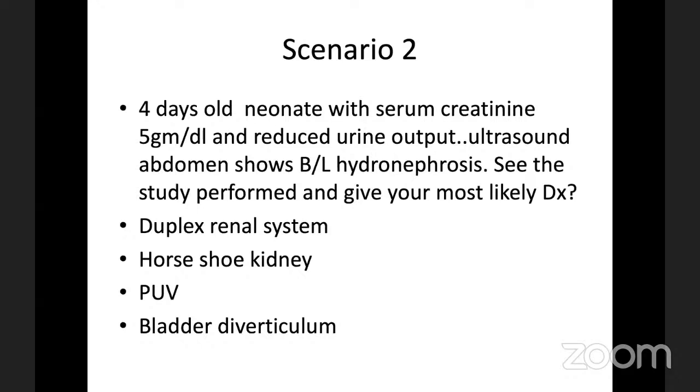See, this is a neonate. They did not tell you that it is a male or female, but neonate. Creatinine was high. Urine output was low. Definitely there was renal compromise. Ultrasound showed bilateral hydronephrosis. Now, when bilateral hydronephrosis, that is what goes with posterior urethral valve. Okay, now they did some study. It is a contrast X-ray.